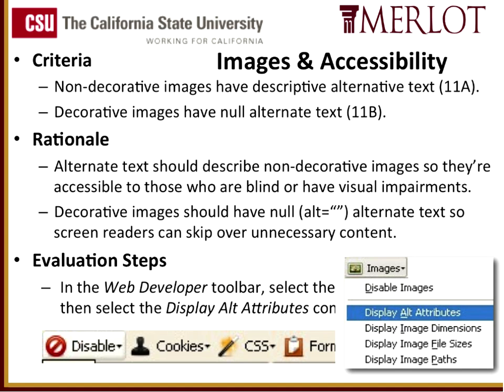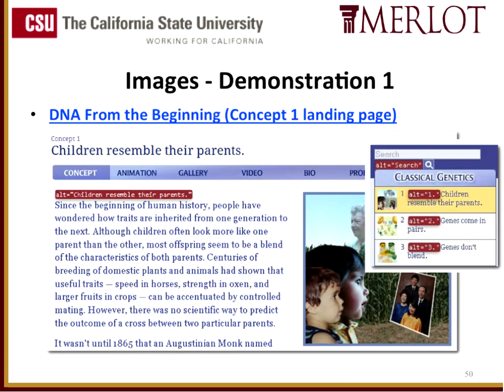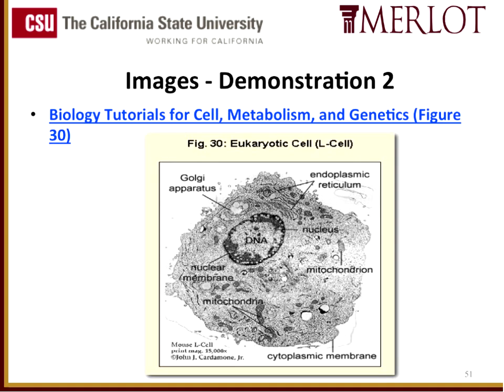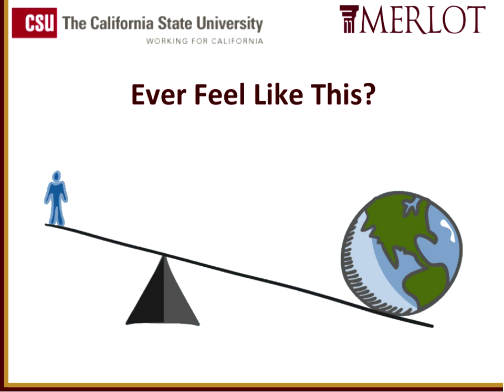Another example is images. With the Web Developer toolbar within Firefox, I'll show an example here. Once again, DNA from the Beginning. You have images in here, and you have alt tags that describe what those images are, so a student who's blind can get an understanding of the information being communicated on that website. Other images, for example, here's one about cell metabolism. This has no alt tags, so a student who is blind really wouldn't have access to this material for their learning. So these are some of the simple things that you can check for the accessibility of OER. And Merlot provides a mechanism: once you check it, contribute it back to the collection so other people can have information about this.